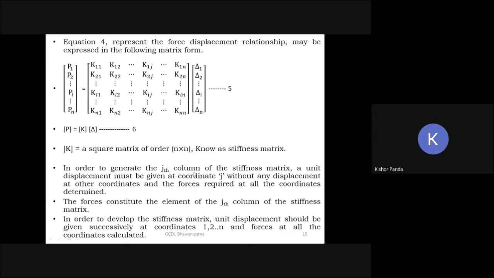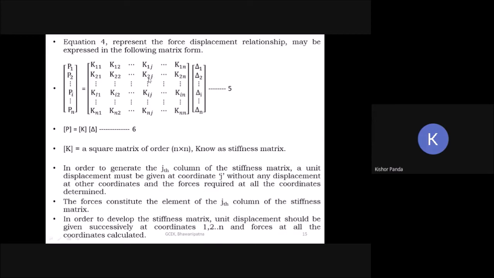In order to generate the jth column of the stiffness matrix, let us take any one column. This is the first column. The second subscript indicates the column. This is the second column, this is the jth column, and this is the nth column. So in order to generate the jth column of the stiffness matrix, a unit displacement must be given at coordinate j. You have to apply the unit displacement at coordinate j, and due to this unit displacement, what is the force required? That is indicated by K1j, K2j.